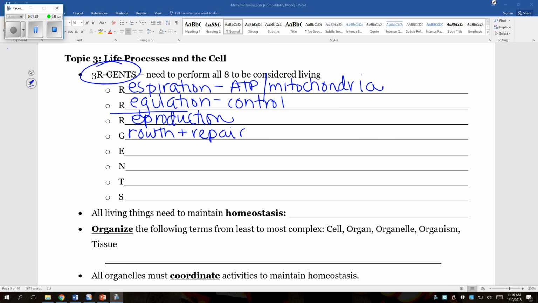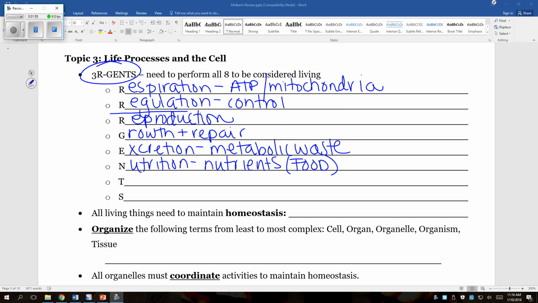Then we have excretion. Excretion is talking about getting rid of metabolic waste. After that, we have nutrition. Nutrition is talking about the intake of food. A lot of times we call that intake of food nutrients.